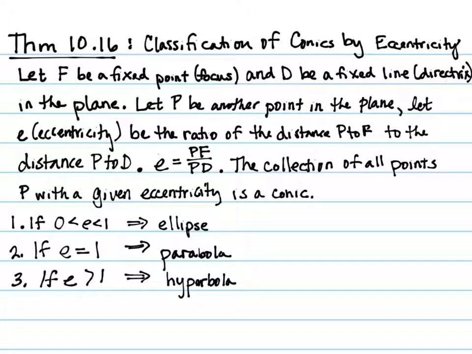Cannot be negative because it's a distance. Remember, it's a ratio of distances. So yeah, cannot be negative. And it can't be 0 because the focus and the directrix are not the same thing, right? There is a distance between them we're comparing. A circle is just a specific type of an ellipse. It's just a symmetric ellipse, so it would count in there.